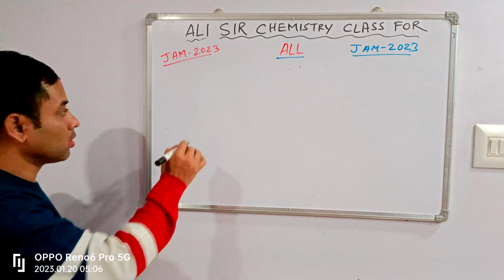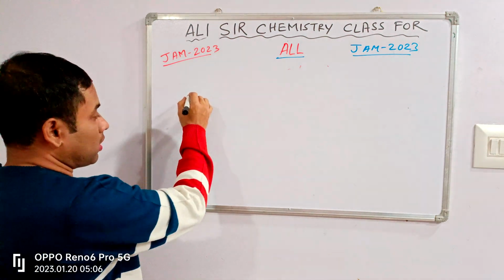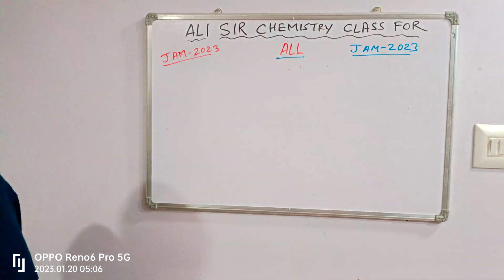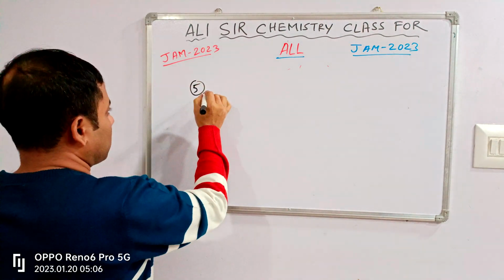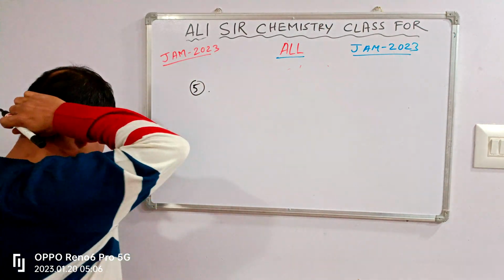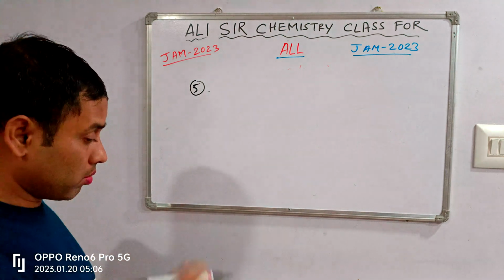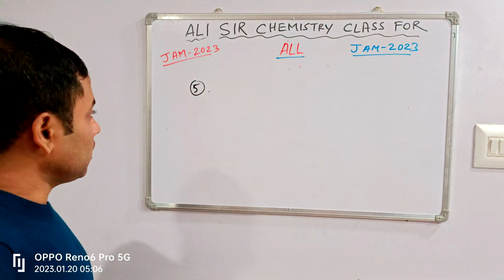Now move to another problem. That is problem number, I think, 5 or 6. I think problem number 5. Okay, no problem. Just see what the problem number is. Number 5.